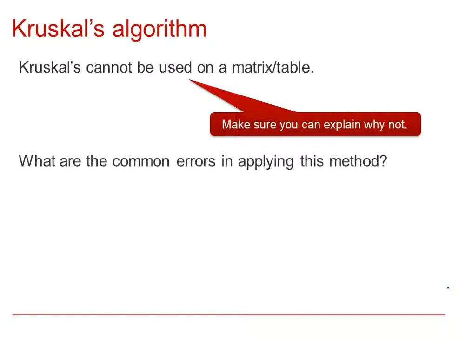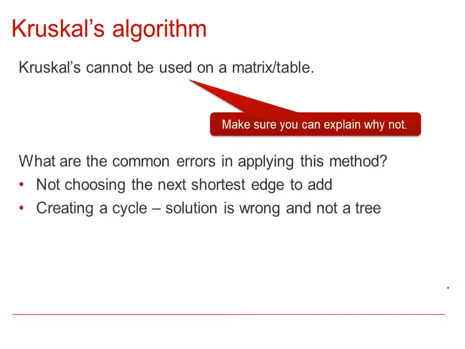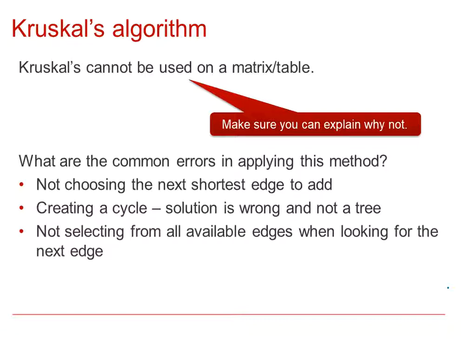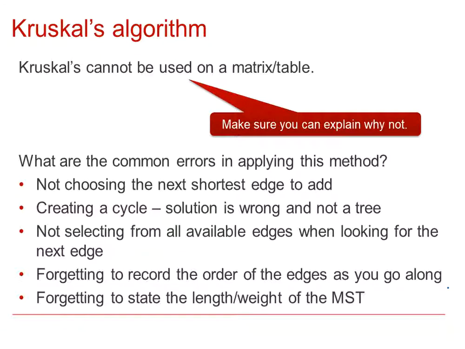Some of the common errors with this method: not choosing the next shortest edge to add to the solution, accidentally creating a cycle so the solution is wrong and it is not a tree anymore, not selecting from all the available edges when looking for the next shortest edge, forgetting to record the order of the edges as you go along, and forgetting to state the length or the weight of the minimum spanning tree as your solution.